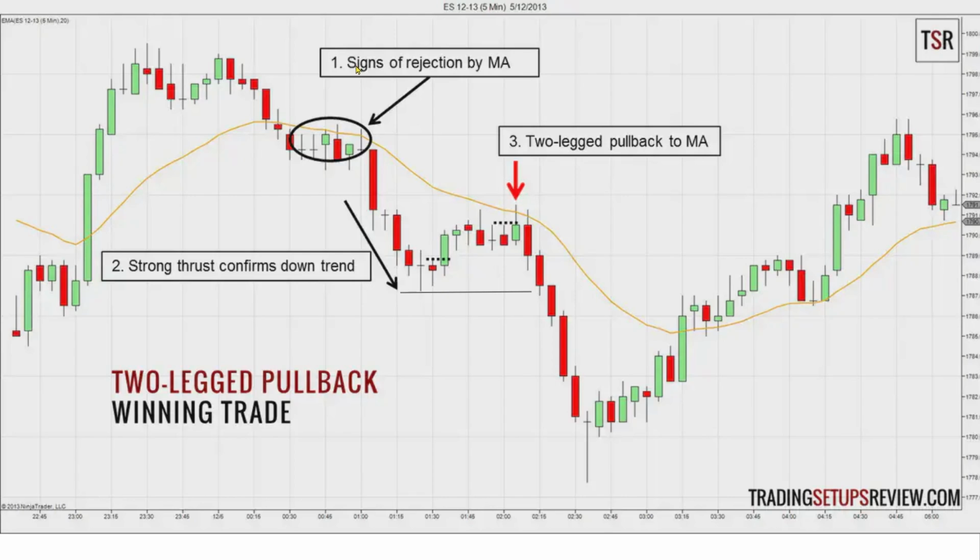Okay. You clearly have a downtrend. First, you have signs of rejection. As you can see, price is below the moving average. You have a strong thrust downward to confirm the trend. You have your swing low here. I drew this little line here, that's why it's a little crooked.